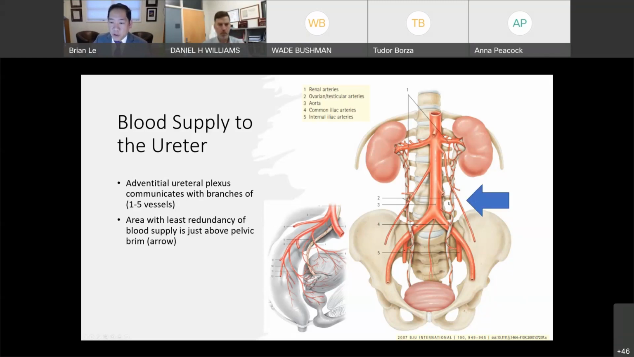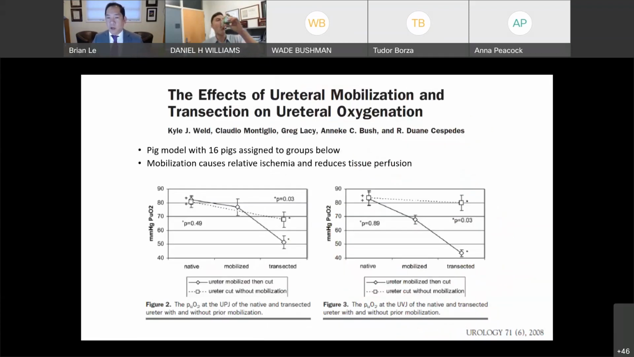So where's the area where there's the least redundancy? It's really this section right above the pelvic rim, which is kind of the desert, the area of least vascular overlap. Those are some nice pictures, and also what are some of the data about what happens when you mobilize the ureter.